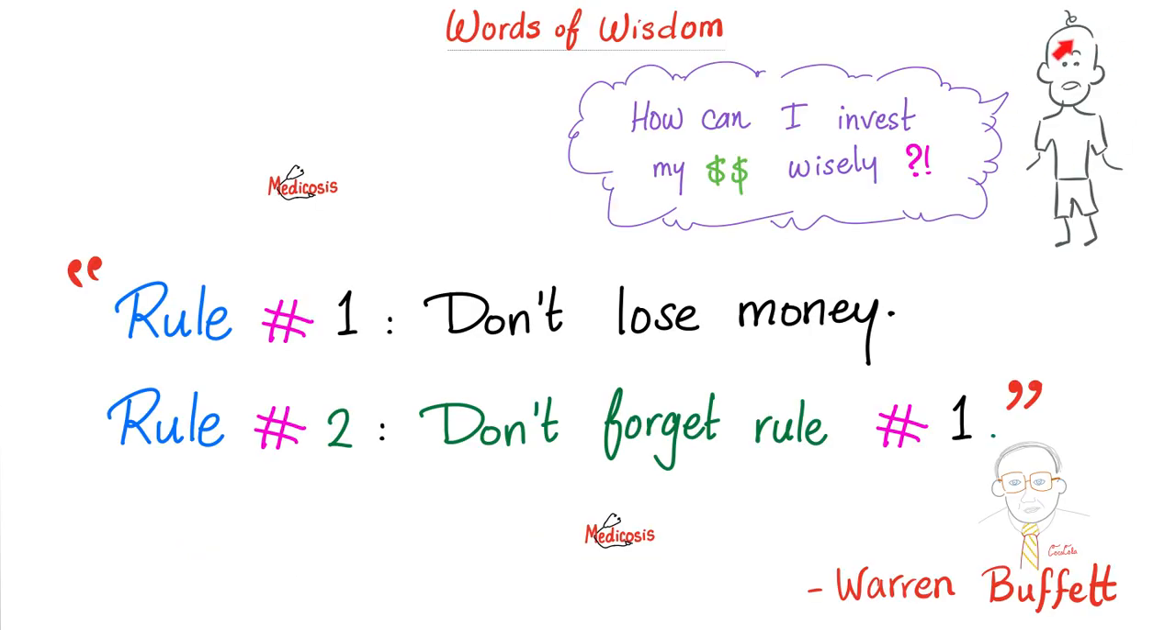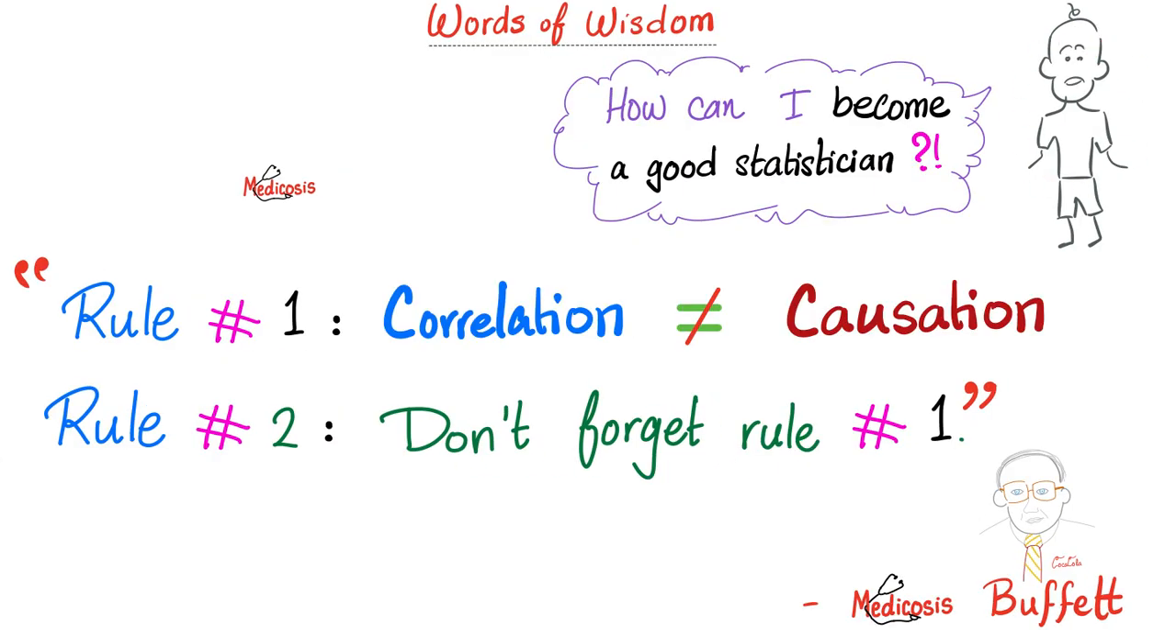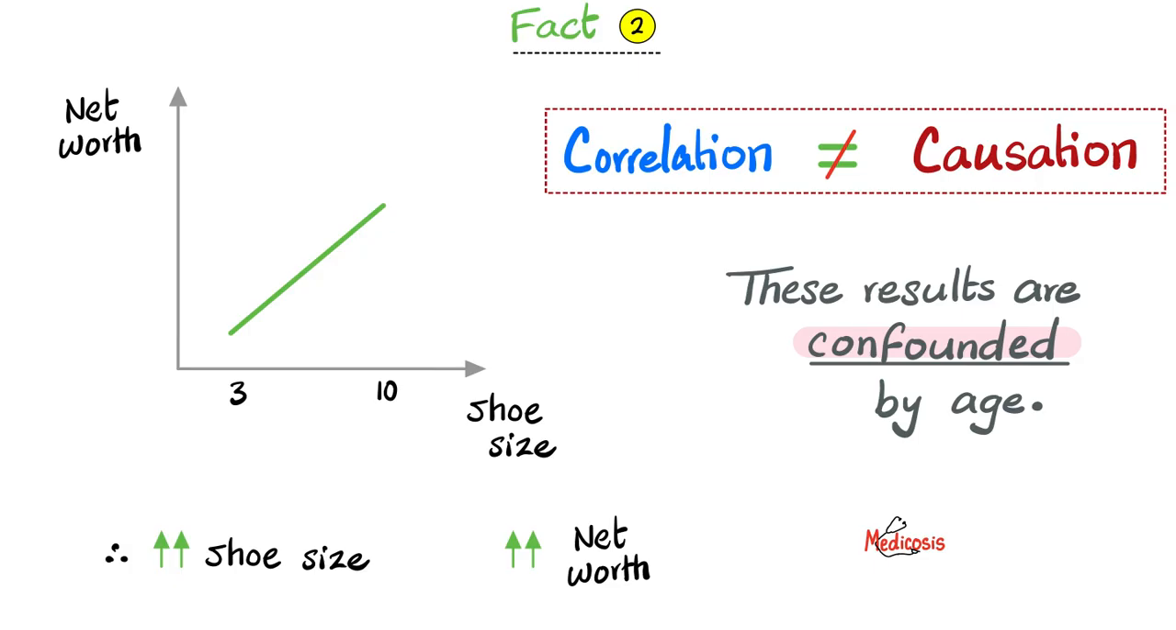A young lad asked Warren Buffett, hey, how can I invest my money wisely? The Oracle of Omaha replied, rule number 1, don't lose money. Rule number 2, don't forget rule number 1. A student asked Medicosis, how can I become good at statistics? Rule number 1, correlation is not the same as causation. Rule number 2 of statistics, please refer back to rule number 1. Correlation is not the same as causation.